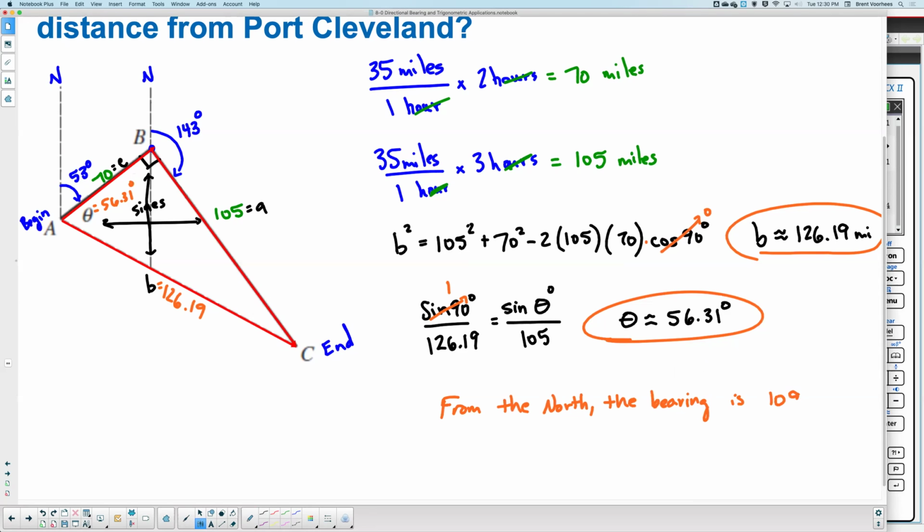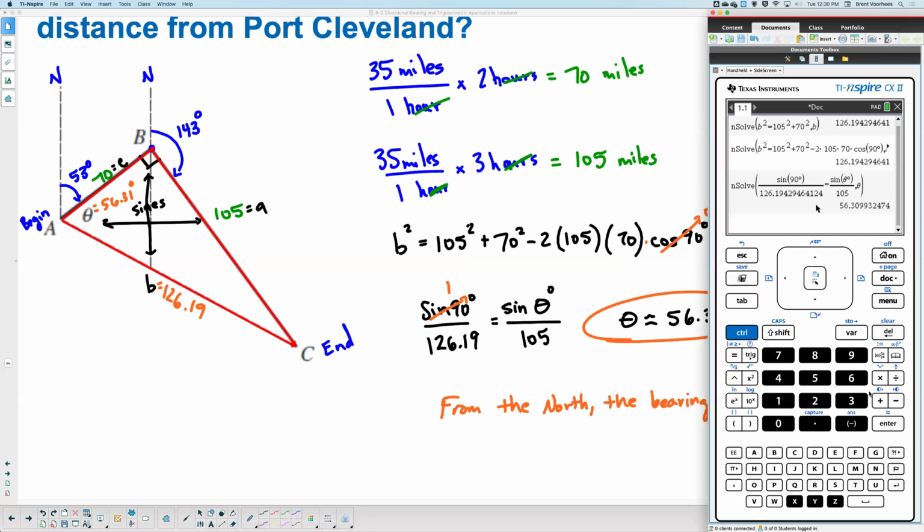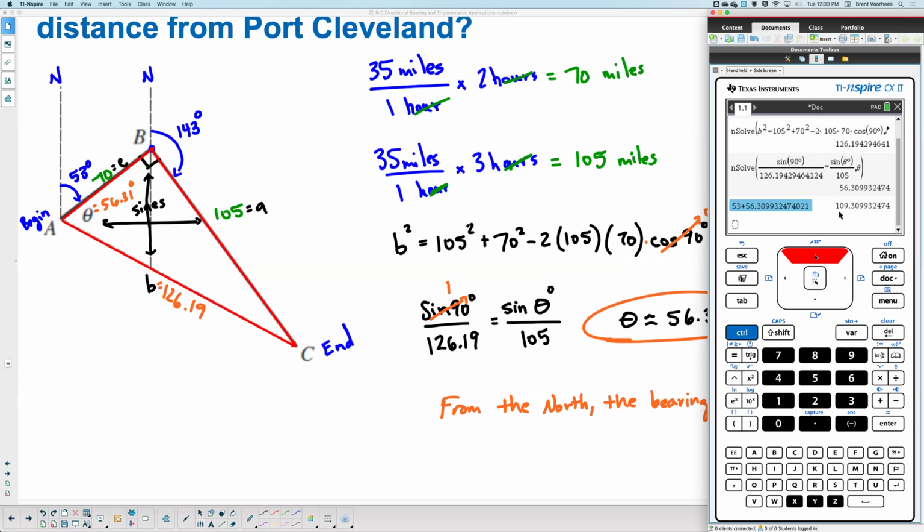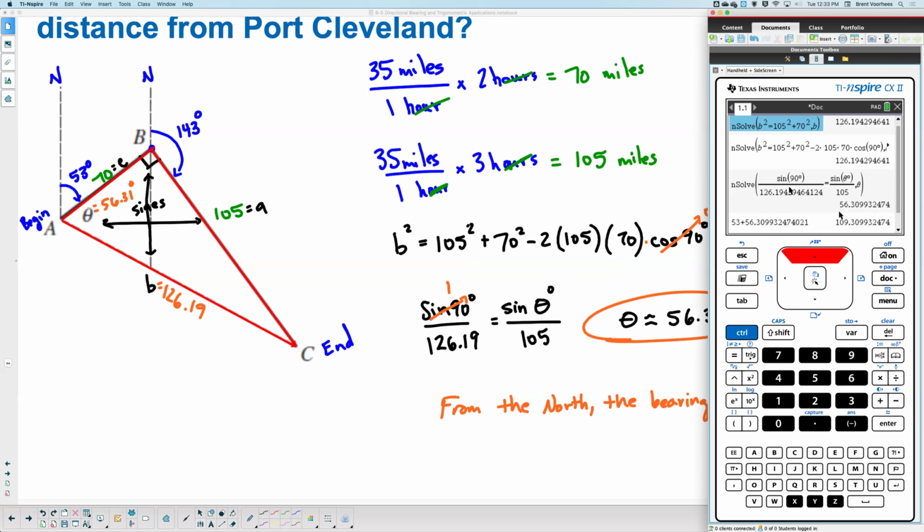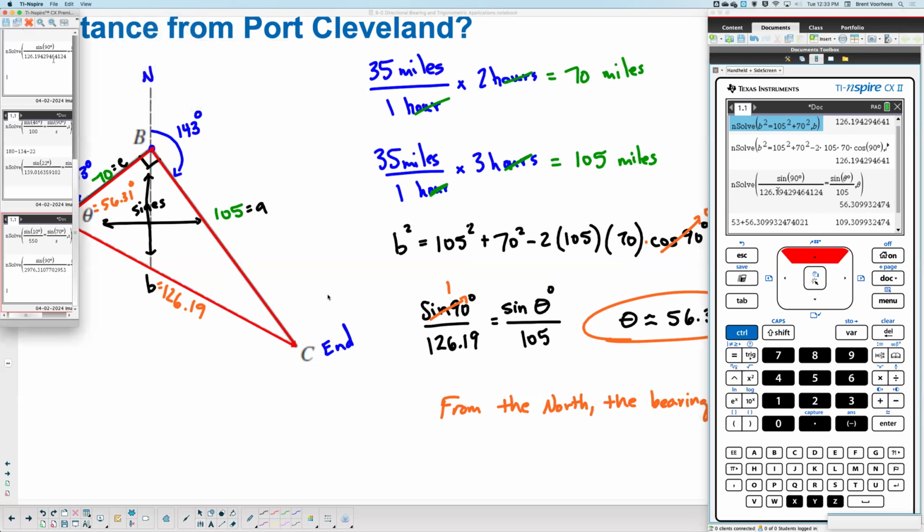109.31 degrees. And just to type that in, that would be 53 plus 50, the answer there. That's where we got that from. All right. Any questions over that?